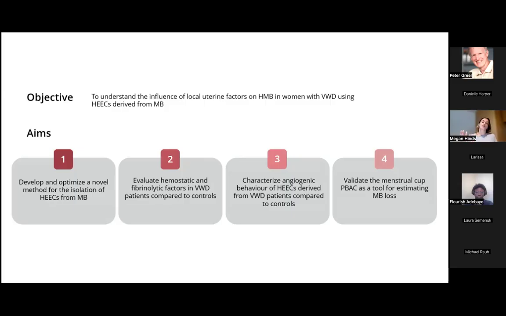And then next, we will aim to evaluate hemostatic and fibrinolytic factors in VWD patients compared to controls. And then the third will be to evaluate angiogenic behavior and angiogenic potential in HEECs derived from VWD patients compared to controls. And finally, because that PBAC was originally developed for absorbent products that I'd mentioned previously, our aim is to validate a menstrual cup PBAC and see its use as a tool for actually estimating menstrual blood loss with this form of sanitary protection.